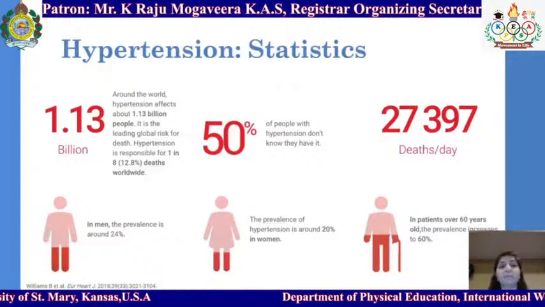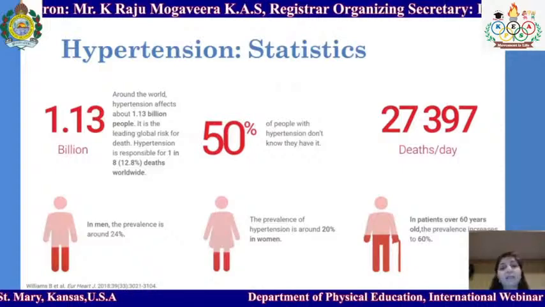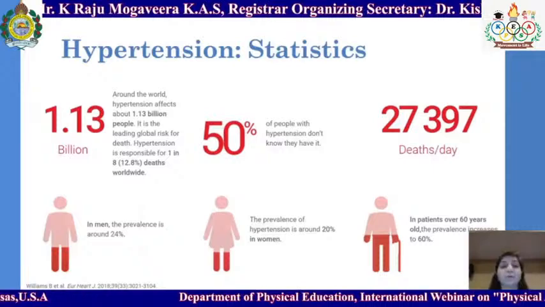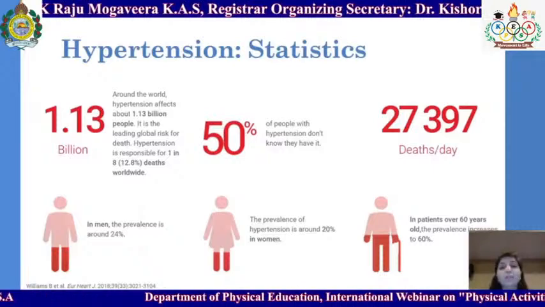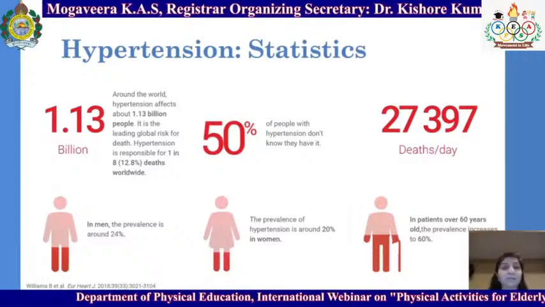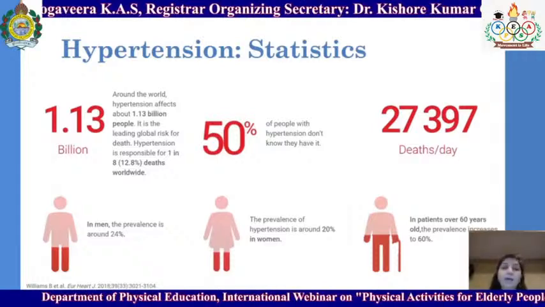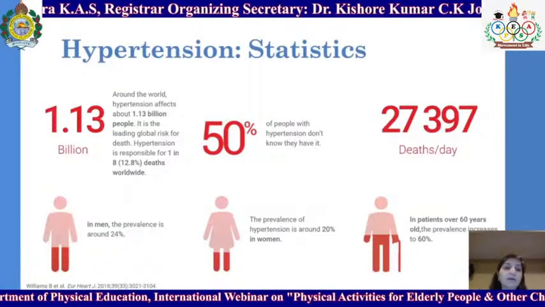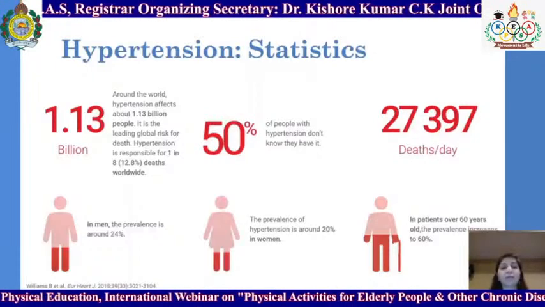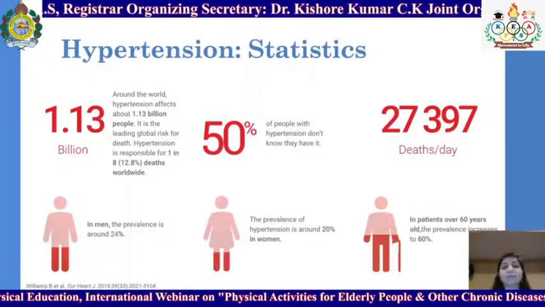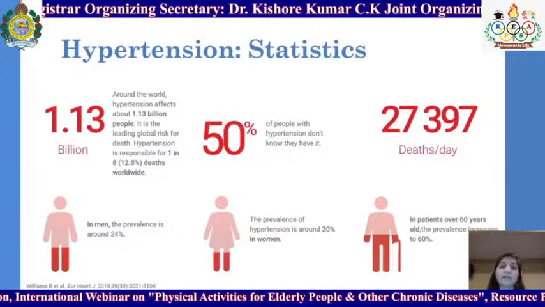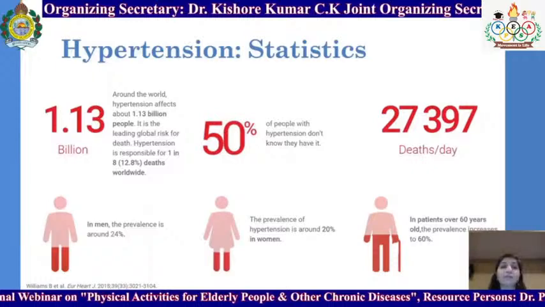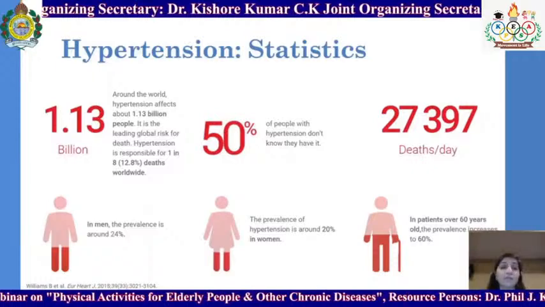Hypertension affects people around the world, and it is responsible for 1 in 8 deaths worldwide. So more than 27,000 people die each day because of hypertension. And the fact is that 50% don't even know that they have hypertension. The prevalence of hypertension in men is about 24%, and in women it is about 20%. But as the age increases, above 60 years of age, the prevalence actually increases to more than 60%.